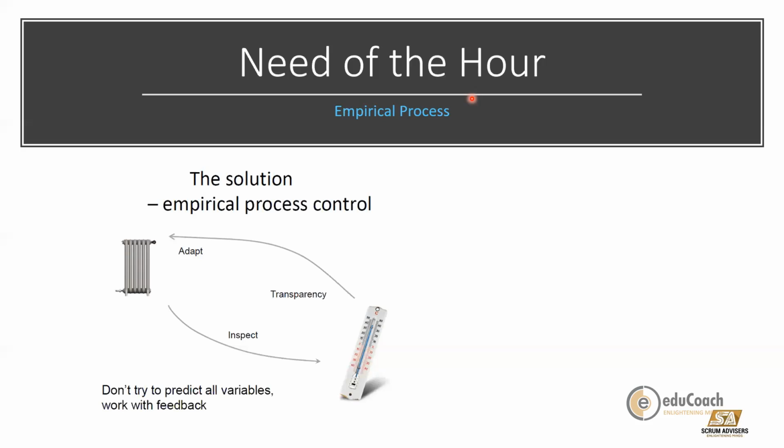But in case we are not able to predict all the variables, then we need a feedback loop. And that feedback loop is the loop which is created by the empirical process, which means that let's collaborate. Let's get feedback from the stakeholders. Let's get feedback from the customer. Now, the feedback has to be available now, not 1 year down the line. So that is why we work in slices.